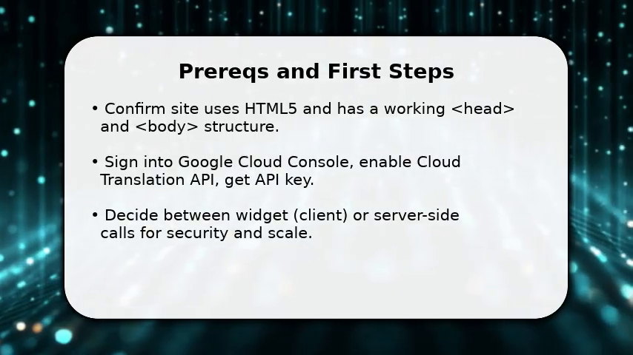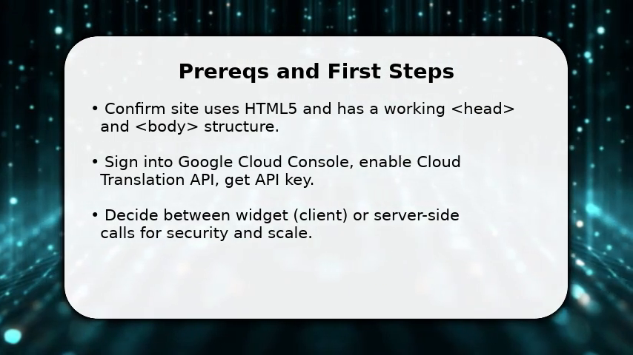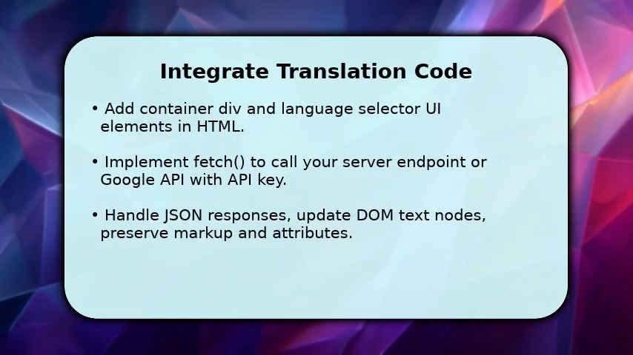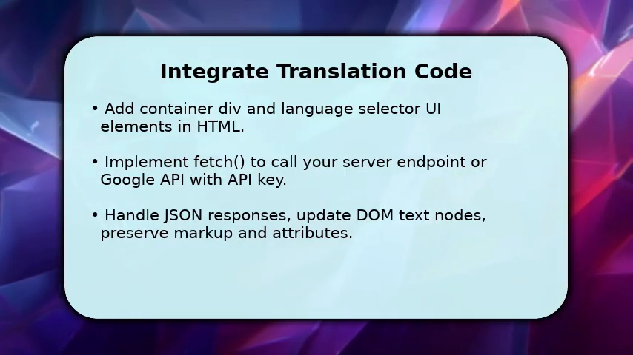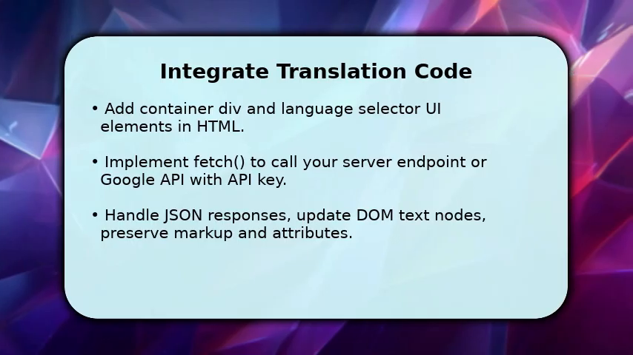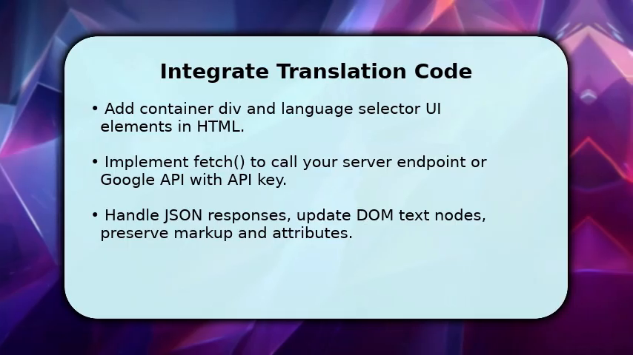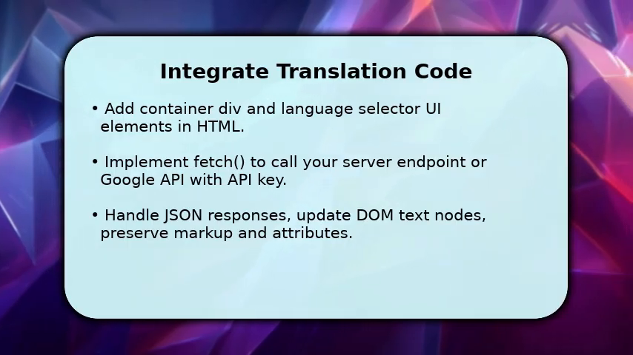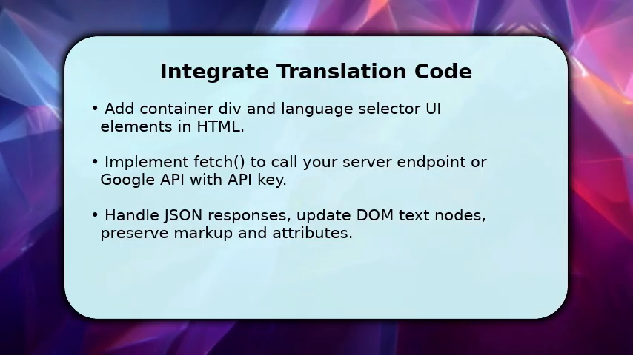Now add a container element in your HTML where the Translator UI will appear. Now implement the integration. Insert the container div and a language selector into your page and wire up an event listener for changes. If you use server-side calls, post the source text to your endpoint, which forwards the request to Google with the API key. Otherwise, call the API from client with proper restrictions.